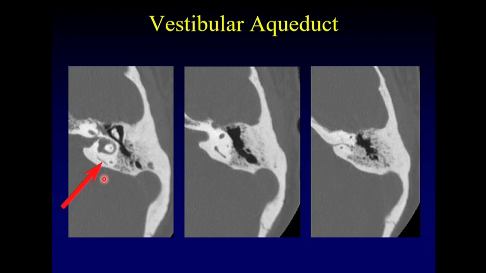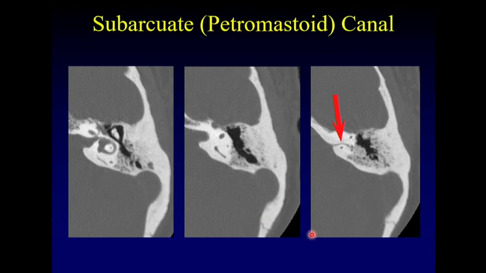One other item I think is really worth pointing out here is the subarcuate canal, sometimes called the petromastoid canal. This normal canal runs right underneath the arch of the semicircular canal, and this can be accidentally mistaken for a fracture, but it's a normal structure, and it carries the subarcuate artery, and so sometimes it's larger, sometimes it's smaller. Do not mistake this for pathology. This is a normal structure, the subarcuate canal.